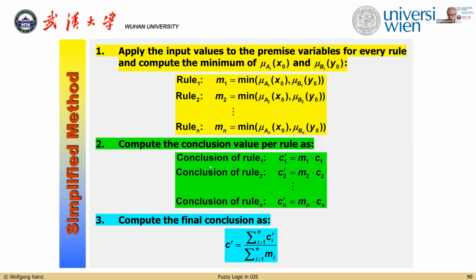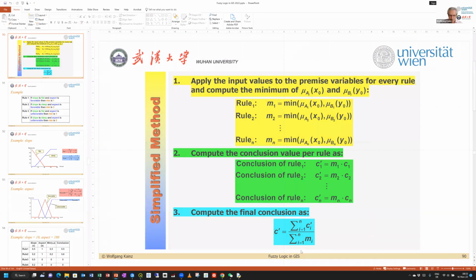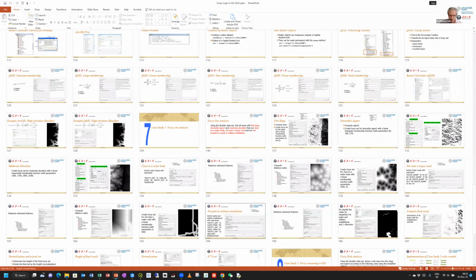Then in the second step, we have to multiply those minima with the conclusion value per rule. So the C1, C2, and so on are the conclusion values, which gives us these conclusions here for every rule. And then the last step is to divide the sum of those conclusion values by the sum of the minima. And this is what we are going to do here. Now let me go back to the slides here. Okay.